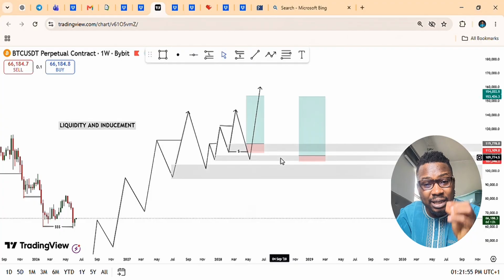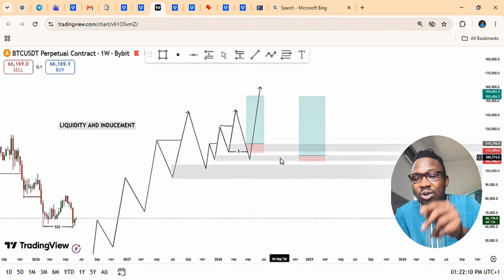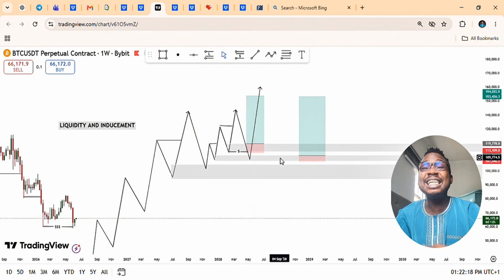So if you don't want to become the liquidity, you have to be smart enough to understand when there's liquidity and when there's inducement. And then you have to work on your risk management, because even where you are thinking you're not the inducement, you are the inducement without you even knowing. It is until proven otherwise. When I mean proven otherwise, it's until price has hit your stop losses, that is when you know that yes, you are actually being induced.